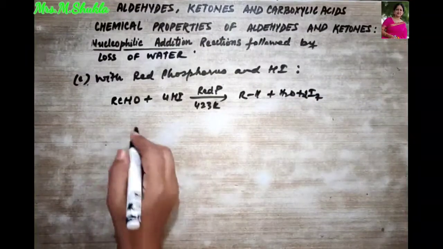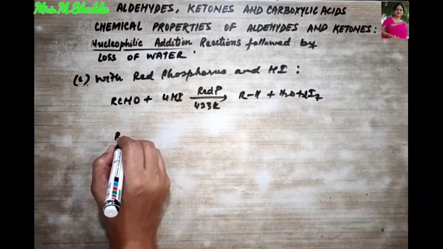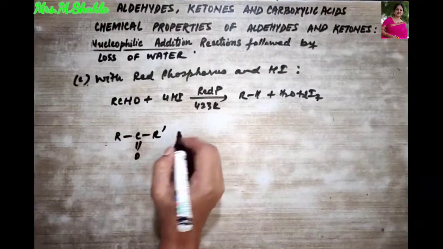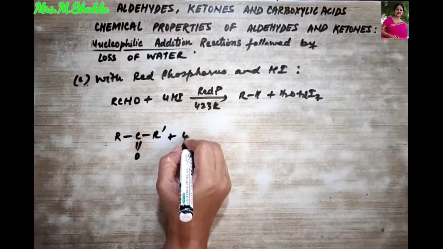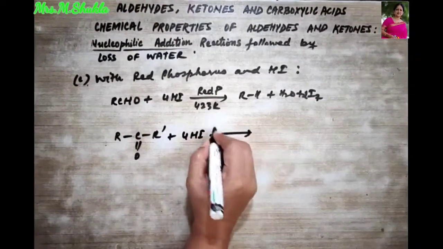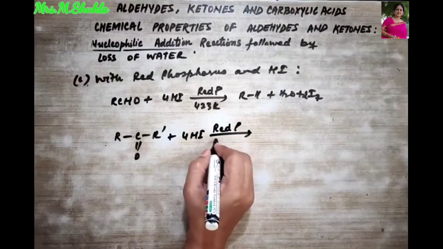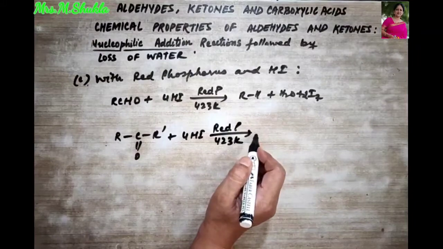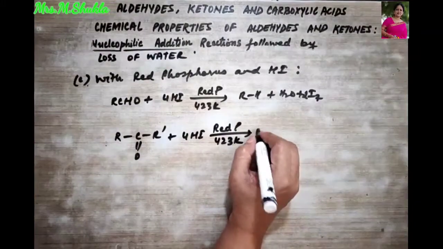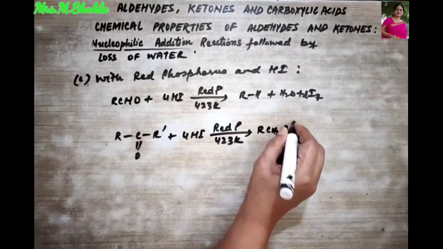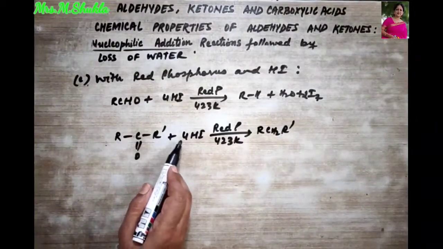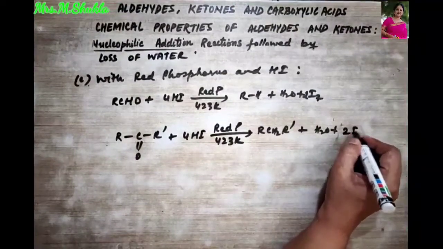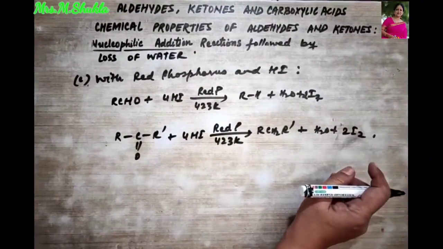And if we take a ketone, for example R dash double bond O, treated with 4HI in the presence of red phosphorus at 423 Kelvin, then again this is going to form an alkane, that is RCH2R dash, plus H2O, and iodine will be released.